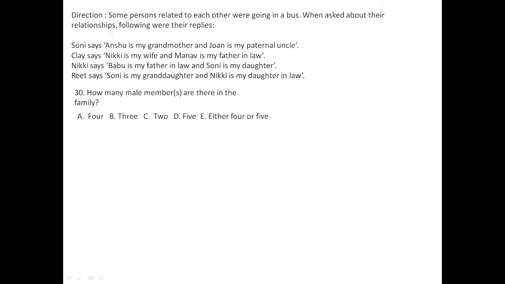Here is again one more blood relation set. Read it and try to solve it. Only one question is there. Read it. See, Sony says Anshu is my grandmother and Joan is my paternal uncle. Clay says Nikki is my wife and Manav is my father-in-law. Nikki says Babu is my father-in-law and Sony is my daughter. Reet says Sony is my granddaughter and Nikki is my daughter-in-law. Very few confusing statements are given there, no? So let's see how we can solve it.